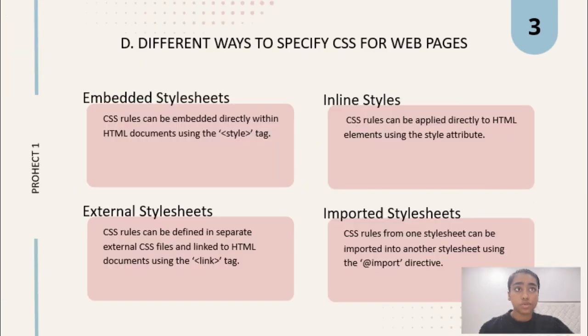D. Different ways to specify CSS for web pages. Embedded style sheets: CSS rules can be embedded directly within HTML documents using the style tag. Inline styles: CSS rules can be applied directly to HTML elements using the style attribute. External style sheets: CSS rules can be defined in separate external CSS files and linked to HTML documents using the link tag. Imported style sheets: CSS rules from one style sheet can be imported into another style sheet using the import directive.